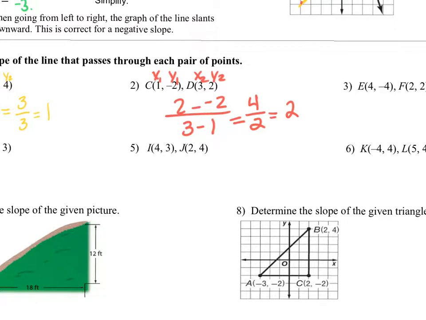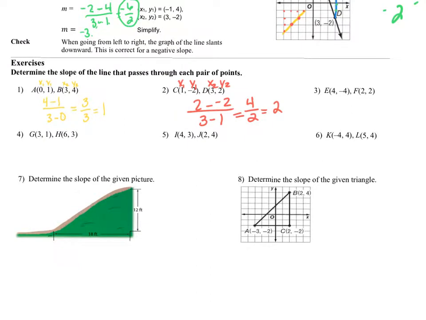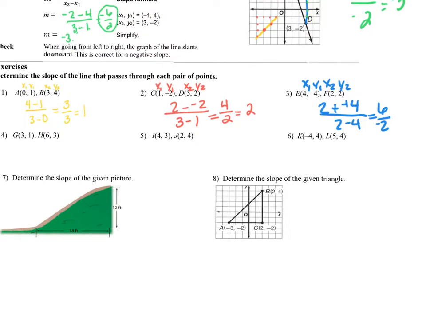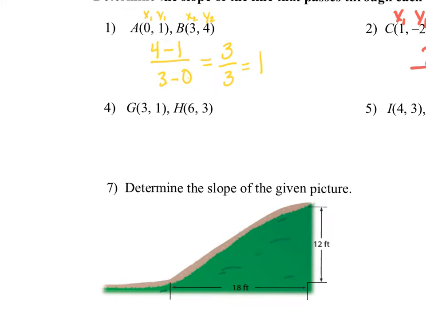So I want you to try number 3 on your own. What we're going to do, we're going to label it x1, y1, x2, y2. So 2 minus a negative 4 over 2 minus 4. So this is the change, which would be 6 over negative 2, which should be negative 3. Okay, so label it x1, y1, x2, y2, and go ahead and fill it in real quick.